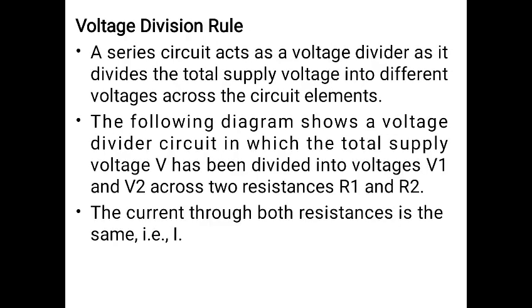Voltage division rule. A series circuit acts as a voltage divider as it divides the total supply voltage into different voltages across the circuit elements. So in current division rule, current is being divided, whereas in voltage division rule, the supply voltage is divided across the circuit elements. The following diagram shows a voltage divider circuit in which the total supply voltage V has been divided into voltages V1 and V2 across the two resistances R1 and R2. The current through both the resistances is the same, that is I.